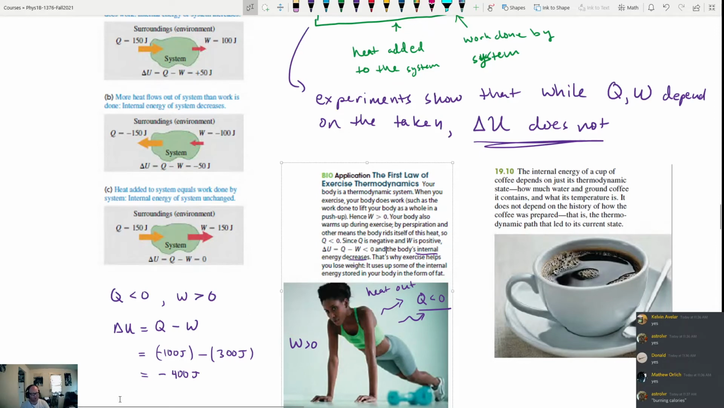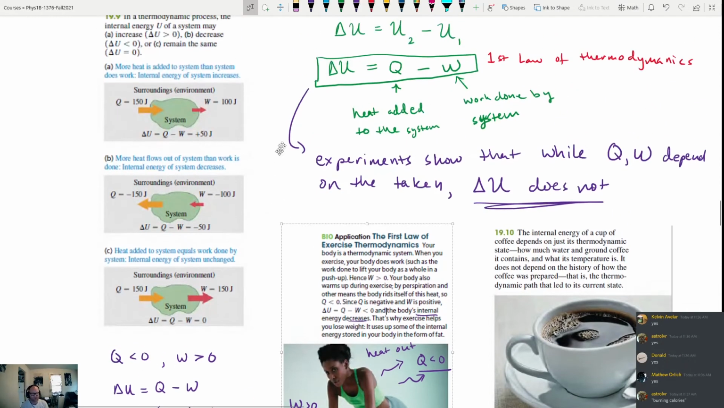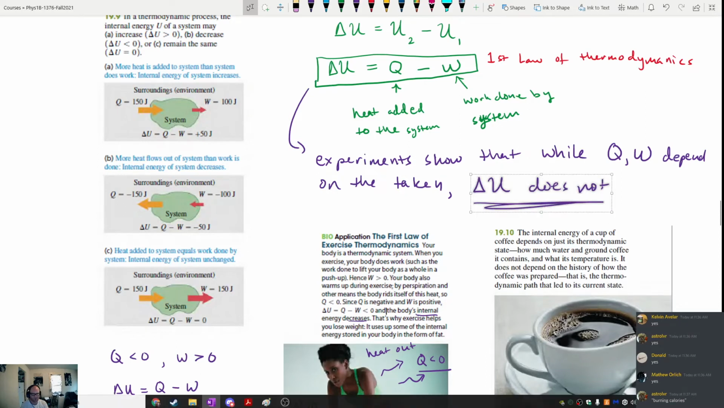Okay, now here's the last part that's supposed to help you understand not only the first law of thermodynamics, but also why the change in internal energy does not depend on the path taken, okay?